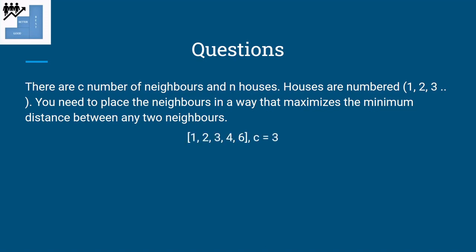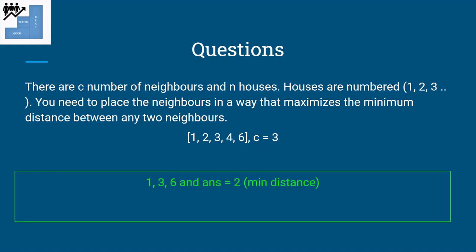So, for example, there are five houses numbered like one, two, three, four, six, and you have to place three neighbors in order to maximize the minimum distance between any two neighbors. Then a distribution would be 1, 3, and 6, and the minimum distance is 2. So I hope you understood the question.